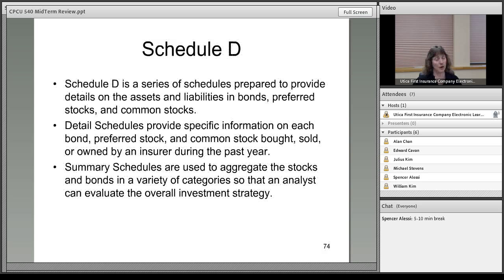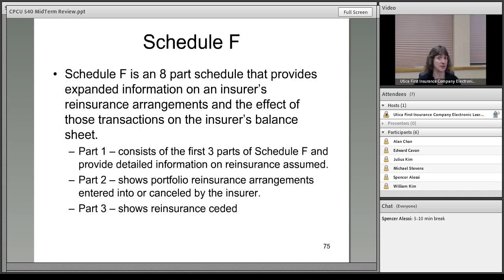Schedule D, of all those schedules that were on the slide five or six slides ago that are on an annual statement, you really have to know details about D. Schedule D is a series of schedules prepared to provide details on the assets and liabilities that are held in bonds, preferred, and common stocks. And Schedule F, that's a three-part schedule that provides expanded information on reinsurance arrangements. The first part provides detailed information on reinsurance assumed. The second part shows a portfolio of reinsurance arrangements. And the third part shows any ceded reinsurance.